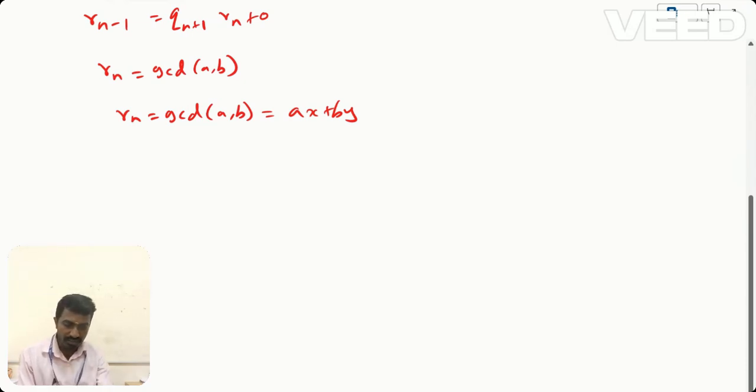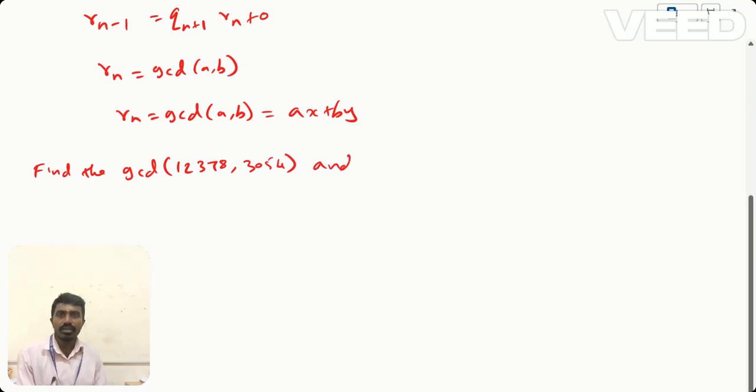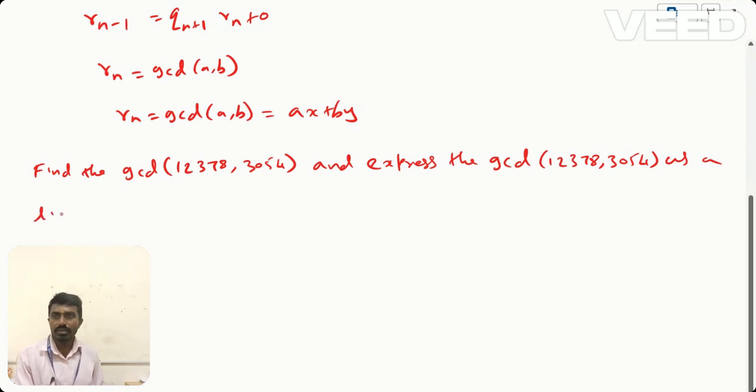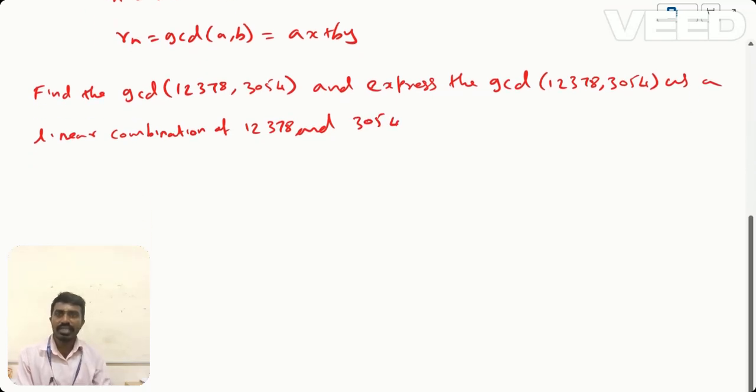The problem is: find the GCD of 12378 and 3054, and express the GCD of the same numbers as a linear combination of the same numbers 12378 and 3054. For that, first you divide the greater number by the smaller number.